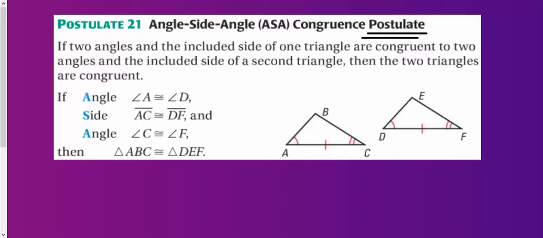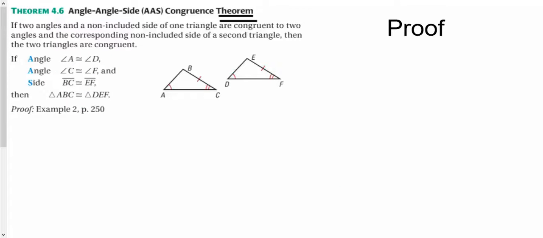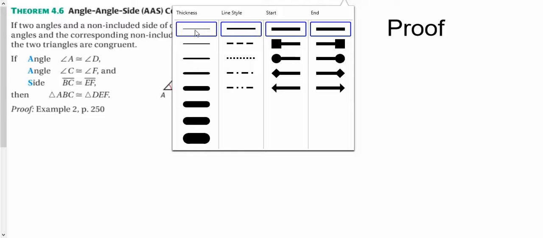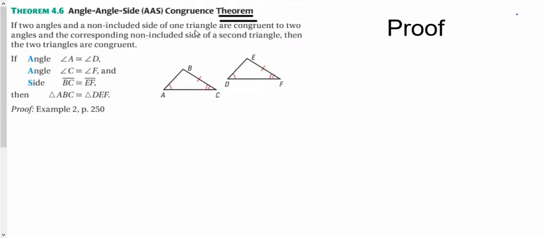So the first one's a postulate, angle, side, angle. The side has to be the included side. So just like side, angle, side with the included angle, angle, side, angle has to be the included side. And then we have angle, angle, side. We're going to use side, angle, side to prove this. So this goes angle, angle, and then side. So it's the non-included side.